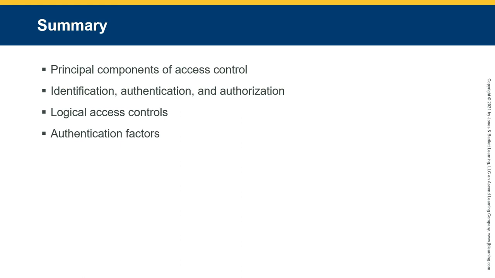Summary: the principal components of access control are identification, authentication, and authorization, logical access control, and authentication factors. These are all what we're trying to get you to accomplish. Thank you.